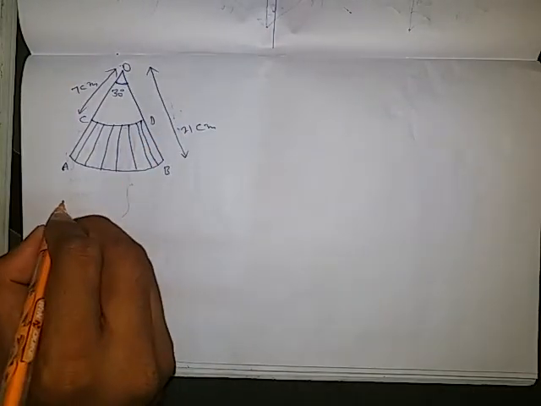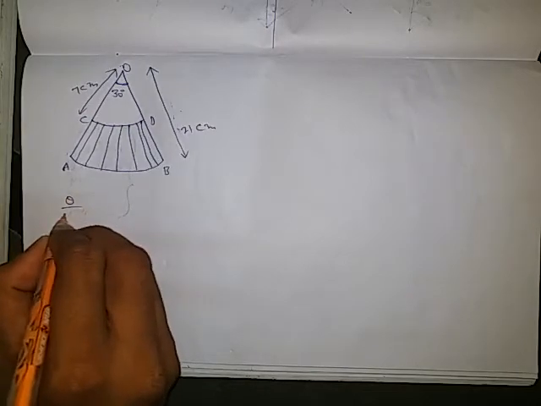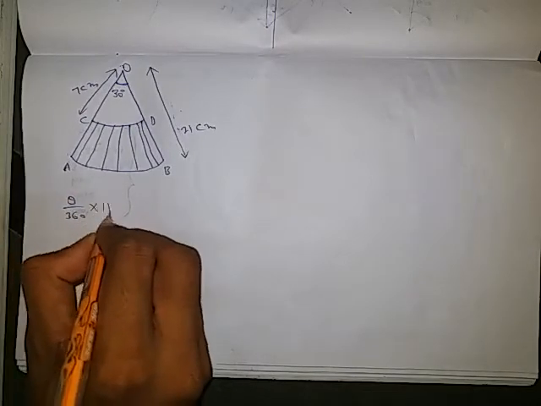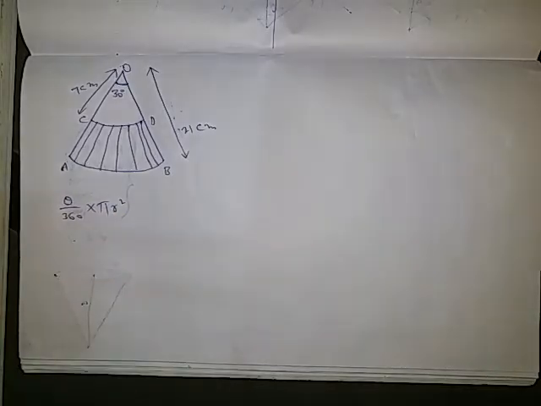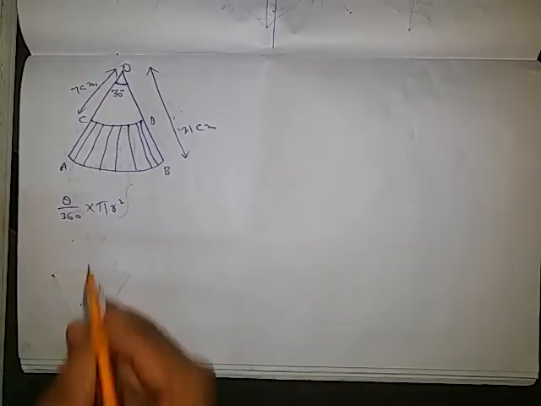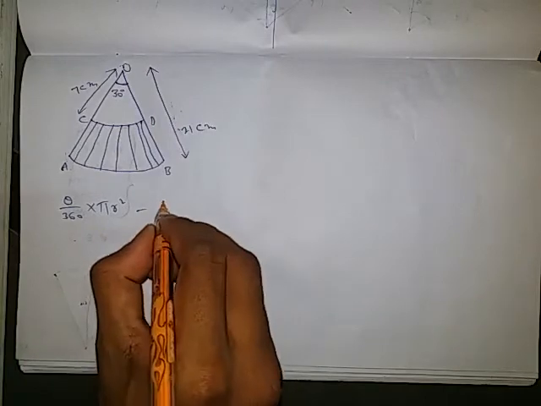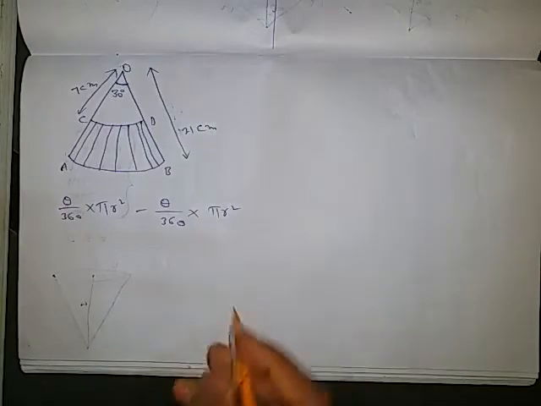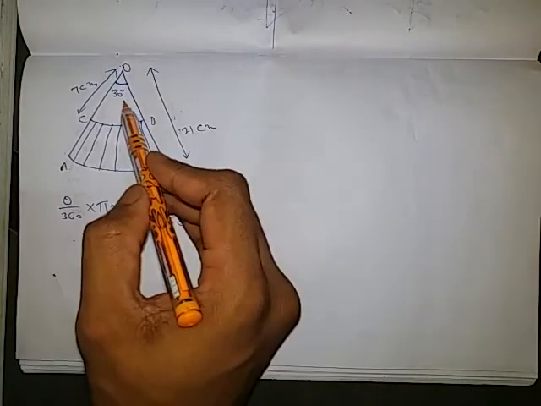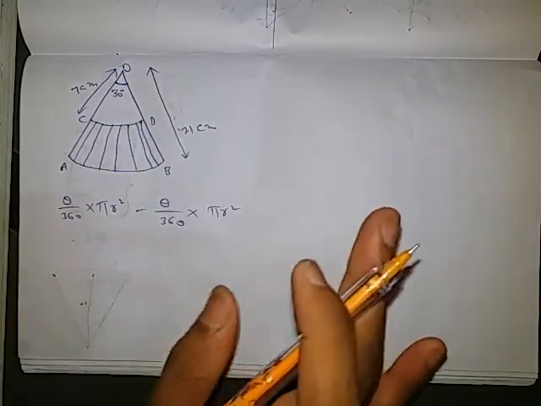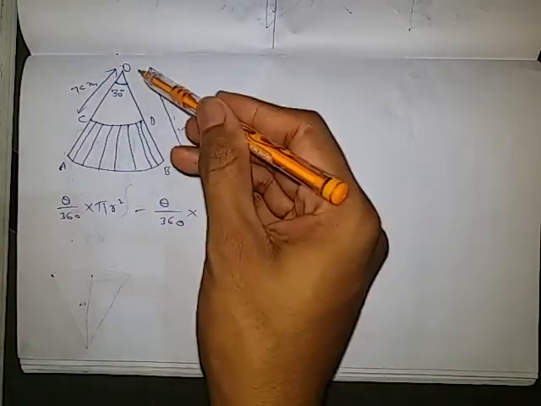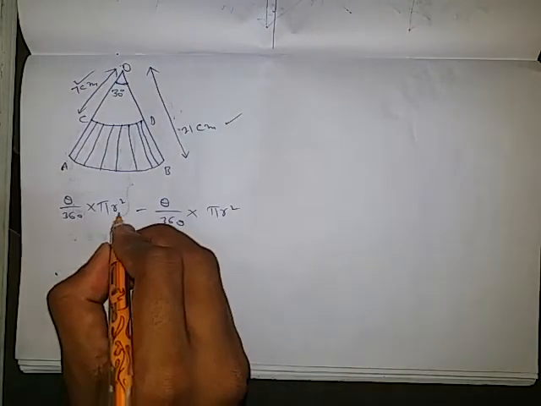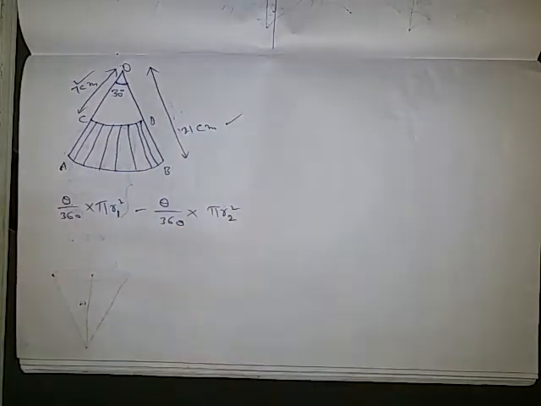So bigger sector, theta by 360 into pi r square, that is the area of the sector. This is the bigger sector minus the smaller sector, theta by 360 into pi r square. For both the sectors the angle is the same, so that's why I am keeping that as theta only. But for both the sectors the radius is different, so one I am taking as r1 and one I am taking as r2, so that we don't have any confusion at all.